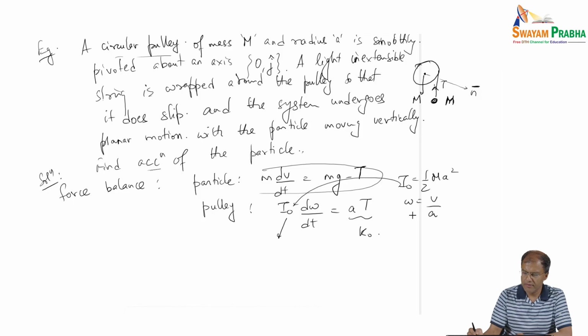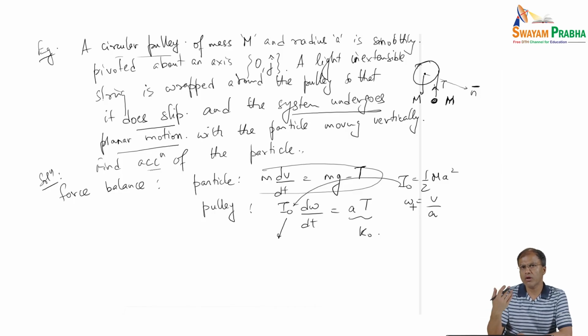V over A. Well, the problem does say that the string is wrapped around the pulley, that it does not slip, and the system undergoes planar motion. So the moment we have planar motion, we expect that there is no component of motion out of the plane, which means that omega has to be obeying this relation. Omega is V over A. We plug all this information and we find that we can eliminate this tension T in both the equations.